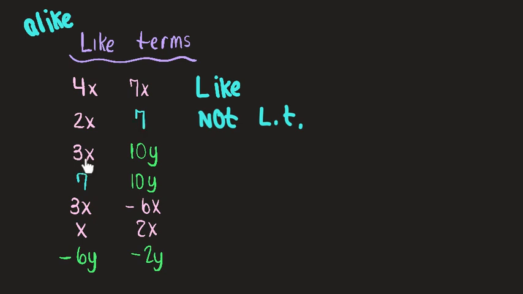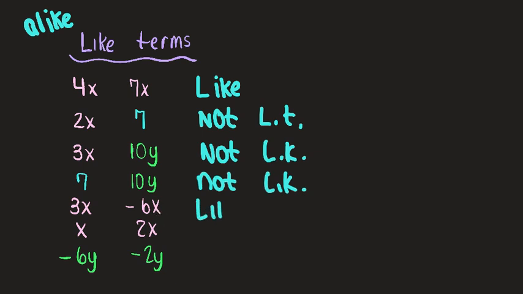Okay, next example, 3 x's and 10 y's. This has a variable x, this has a different variable, so this one is not like terms. Okay, now I have a 7 with no letter, a 10y with a letter, not like terms. I have a positive 3 with an x, and I have a negative number with an x, but since they both have x's, yes, they are like terms. This x doesn't have any kind of a number, so it's really a 1. There's a hidden 1. And this x has a 2.